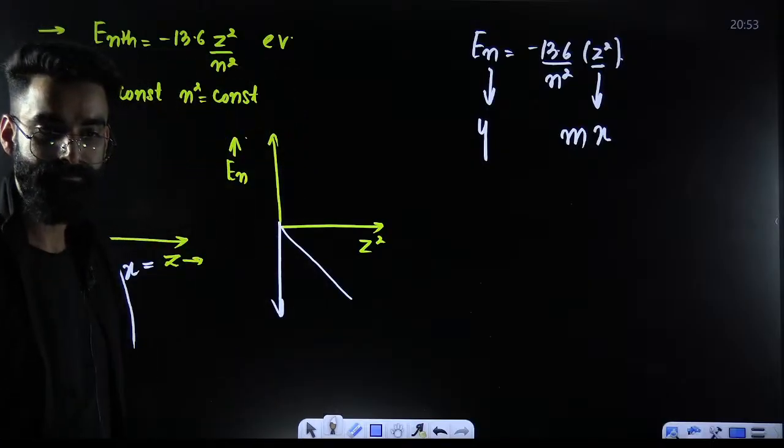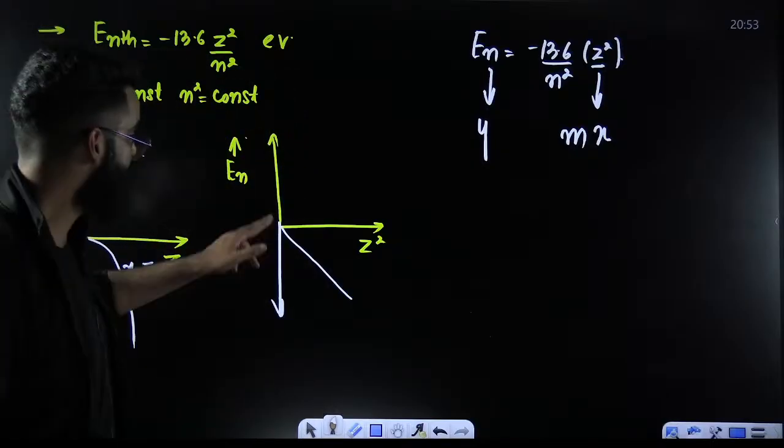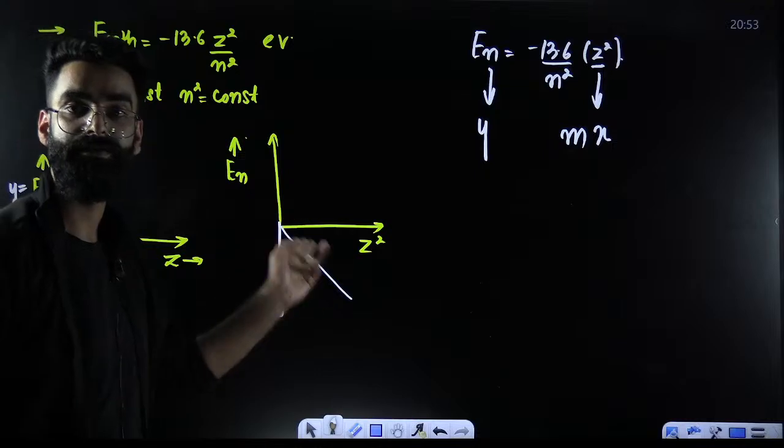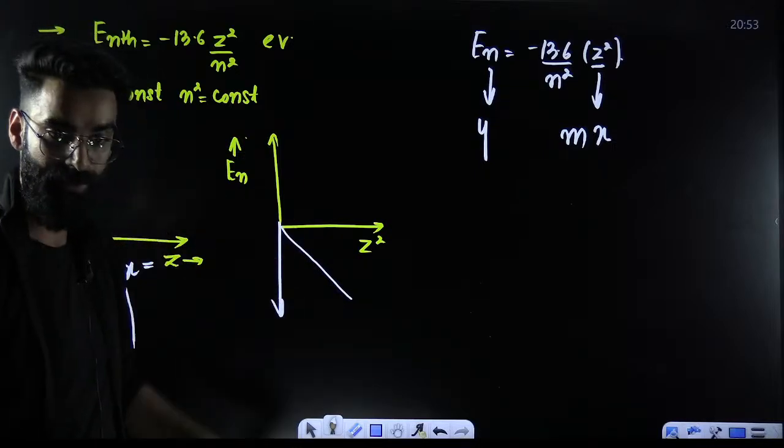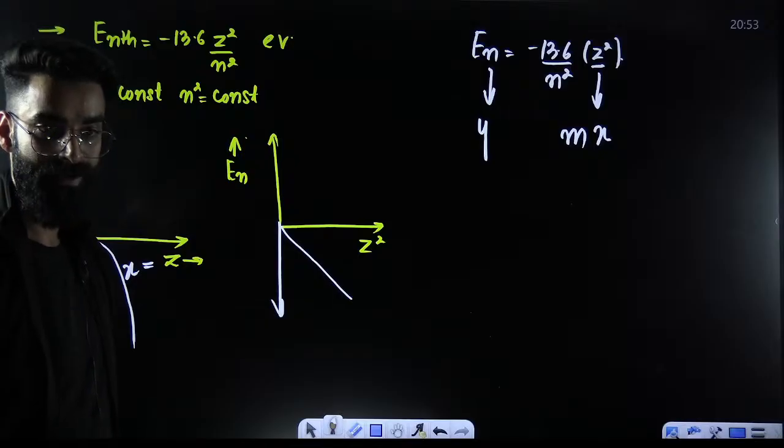Done, people? It was supposed to be like this if it was y is equal to mx, right? But it's minus mx now. So you'll be making the same graph in the fourth quadrant. I believe I'm clear.